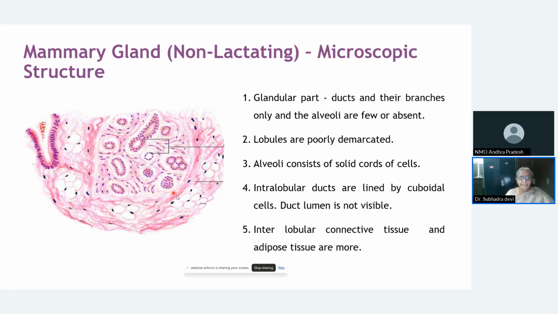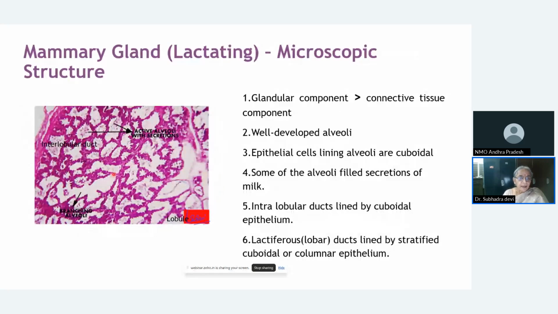You are seeing the duct system cords like that. And if it is an active lactating mammary gland, see how the glandular component is more and connective tissue is less, with well-defined alveoli, and you are seeing some secretions in some of the alveoli.